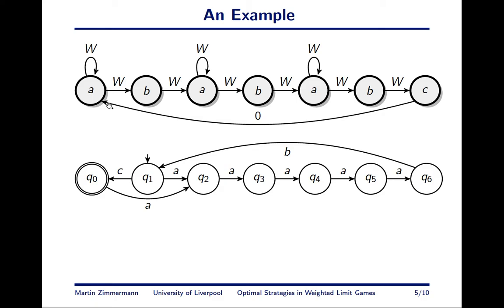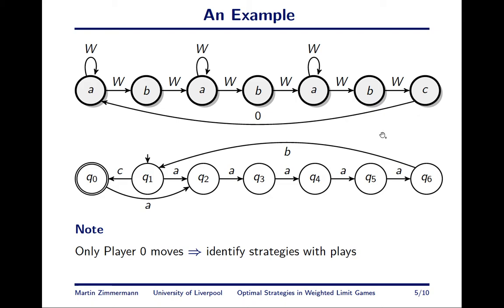Okay, so in particular, notice that only player 0 moves in this arena, so we don't have any vertices for the opponent, which means we can identify strategies with plays. So if we are interested in finding a strategy from this vertex, say, we only have to construct a single play, and this is a strategy.